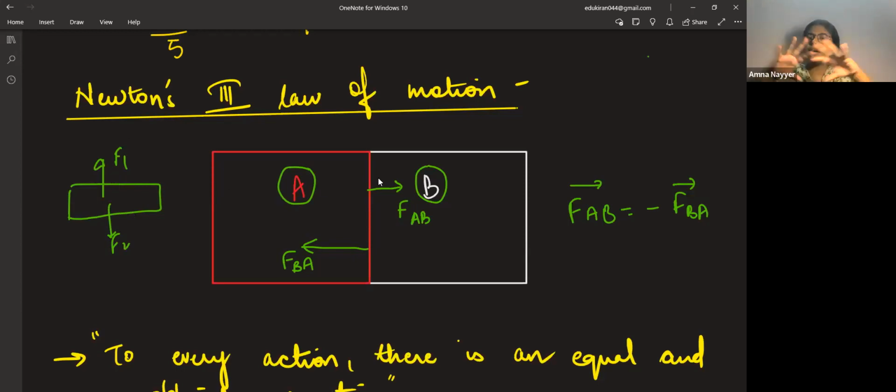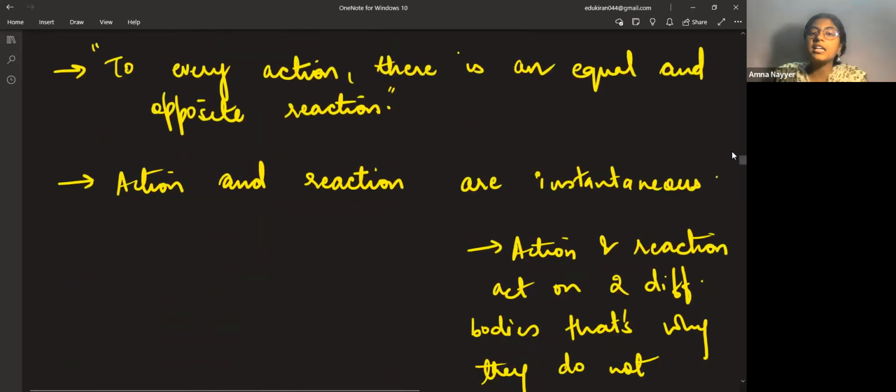But these are two separate bodies, no? One force is occurring on A, one force is occurring on B. This is the reason why the forces are not able to cancel. But the law still remains there, right? So what is the third law of motion? It says that to every action, there is an equal and opposite reaction.